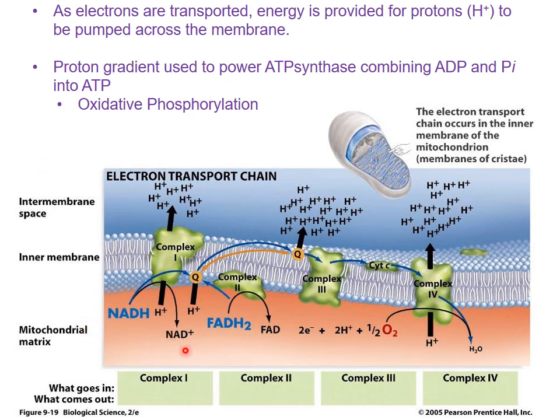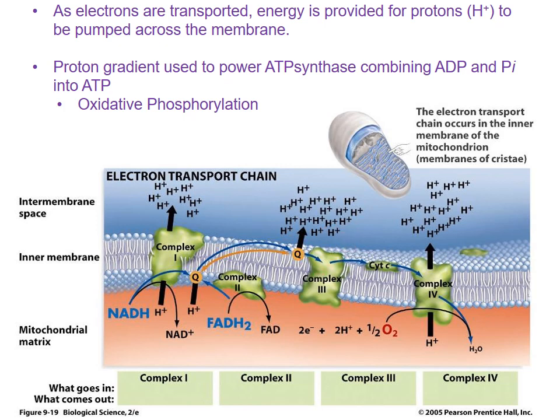Within the matrix, remember that the Krebs cycle and the process of pyruvate processing occur within the mitochondrial matrix. And here we have, just for diagrammatic purposes, several of the complexes that are used to transport electrons. Electrons are transported via these complexes, and energy is provided for protons to be pumped across the membrane, so into the intermembrane space.